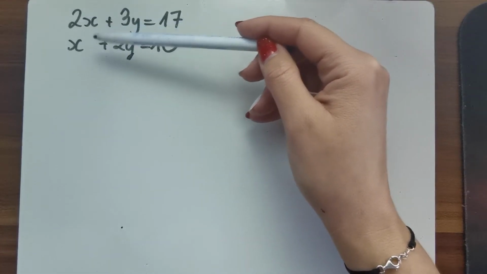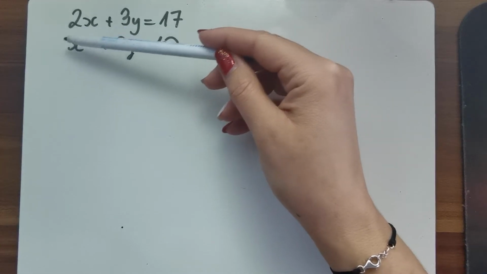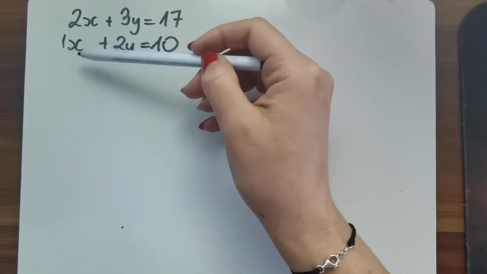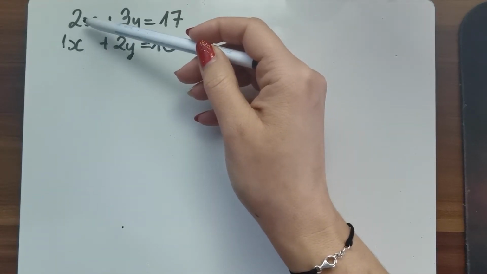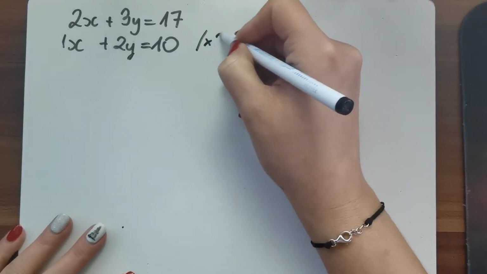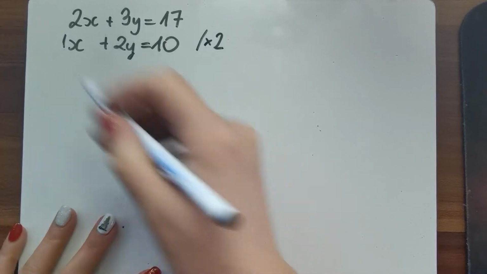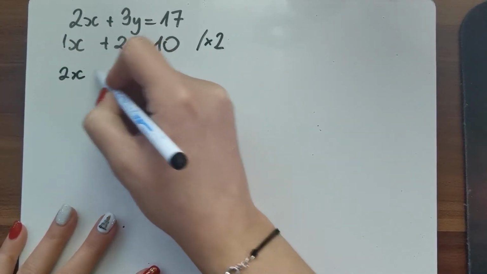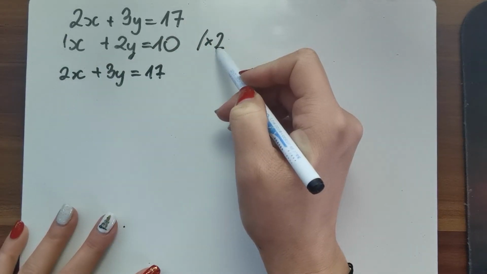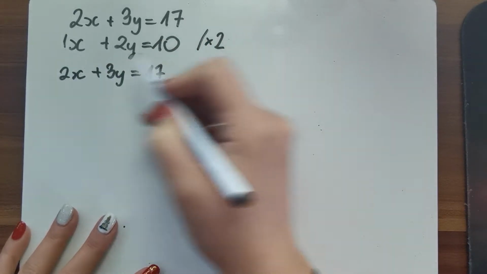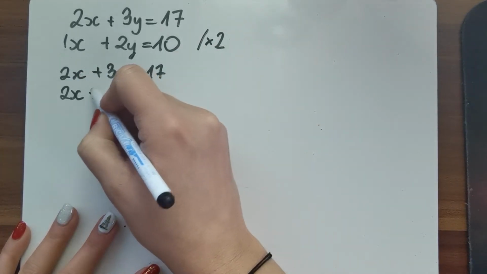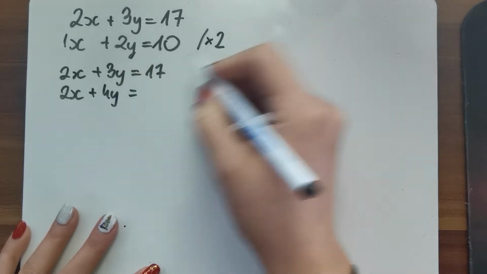So we can simply notice that we have coefficient equal to 1 here. So if we multiply 1x by 2, we will get exactly the same coefficient as here. So I will multiply the full equation, both sides, by 2. The first equation I will copy without a change, so it will be 2x plus 3y is equal to 17. And the second one, I will multiply the full equation by 2. So x times 2 will be 2x, 2y times 2 will be 4y, and 10 times 2 will be equal to 20.